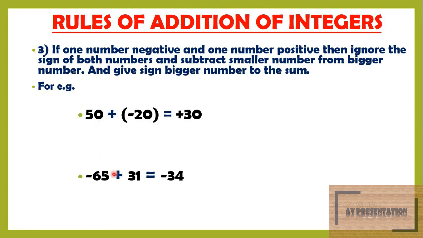Now check another example. Negative 65 plus 31. In that example, the first number is negative and the second number is positive. Then subtract. The 31 is a smaller number. Subtract 31 from 65, that is 34. But in both numbers, 65 is the bigger number and 65 has a negative sign. Then the sum is also negative 34.